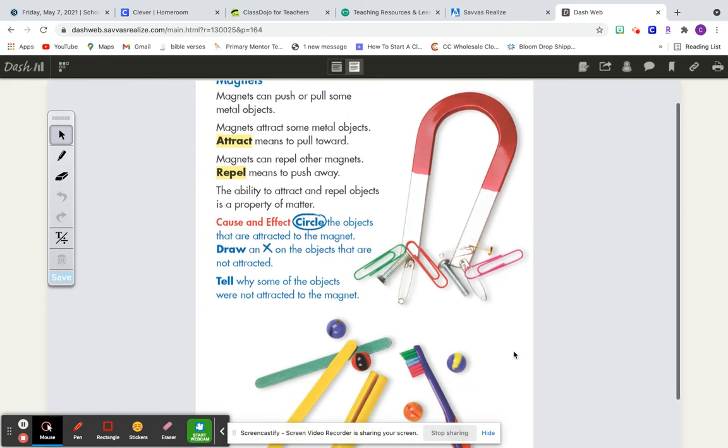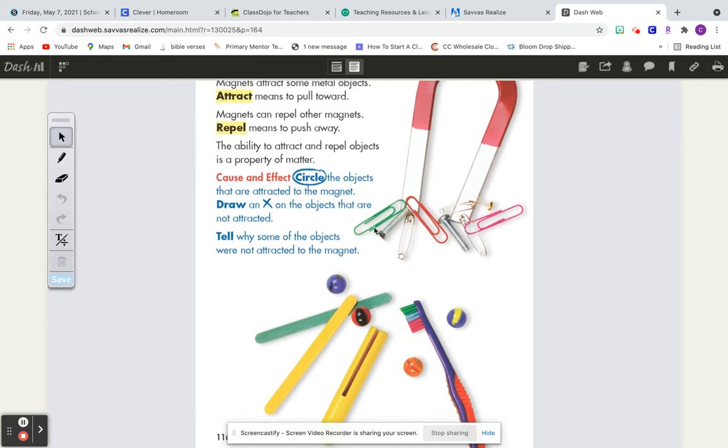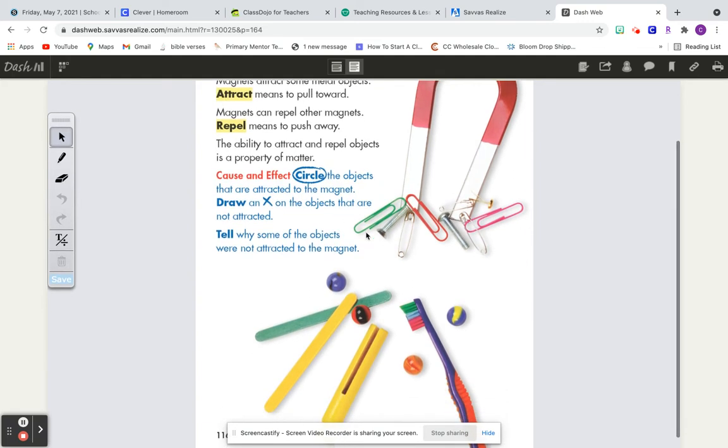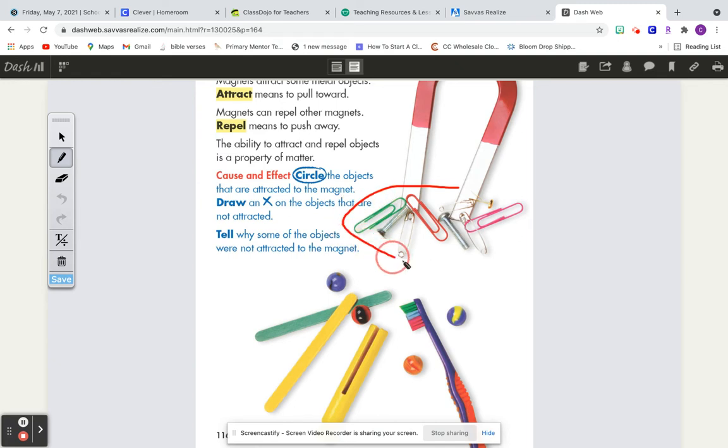So I want you to look at this in your science book. We are on page 116, and I want you to pause the video to draw an X on the objects that are not attracted and put a circle around the objects that are attracted to the magnet. So if you notice, all of these objects are attracted to the magnet. All of these objects are not attracted. And these objects we know that they're attracted because they're stuck to the magnet. So it pulled them towards the magnet.